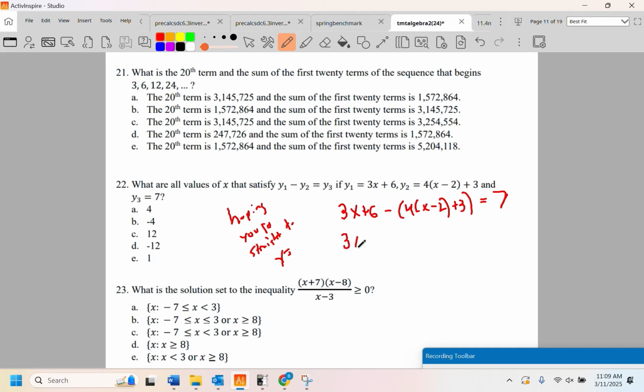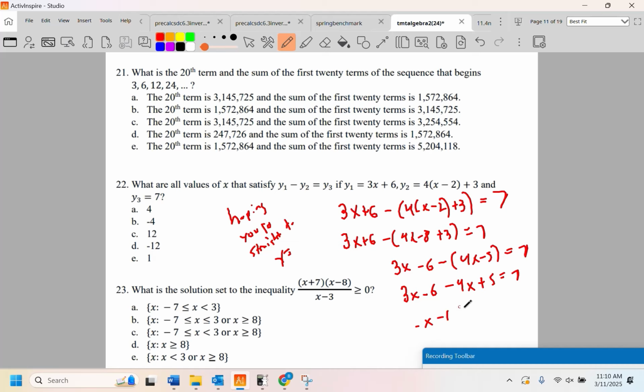All right, so we have 3x plus a 6. Let's clean up these parentheses. Minus, we'll have 4x minus 8 plus 3. Still equal to 7. I'm going to do a little more cleanup. This is going to be 4x minus 5. Still equal to 7. So I have 3x plus 6 minus 4x plus 5 equal to 7. 3x minus 4x is negative x. 6 plus 5 is 11, still equal to 7. Negative x is 8, so x must be 8.